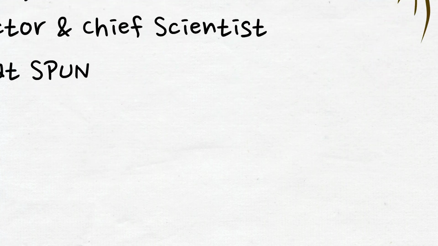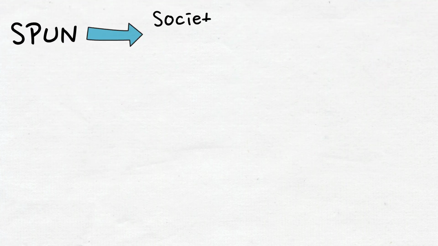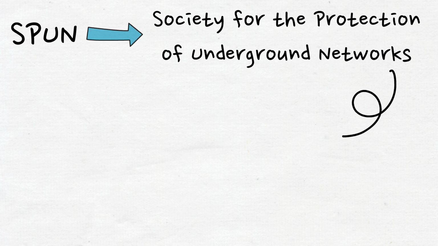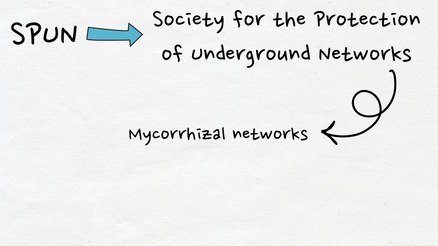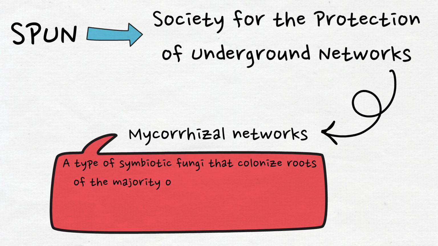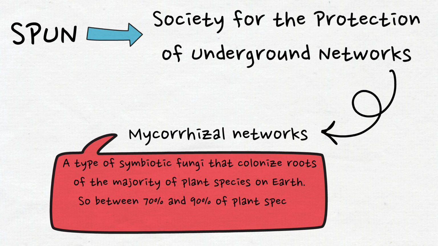SPUN stands for the Society for the Protection of Underground Networks. When we talk about networks, we mean mycorrhizal networks. Mycorrhizal fungi are a type of symbiotic fungi that colonize the roots of the majority of plant species on Earth. Between 70 and 90% of plant species are colonized by these mycorrhizal fungi.